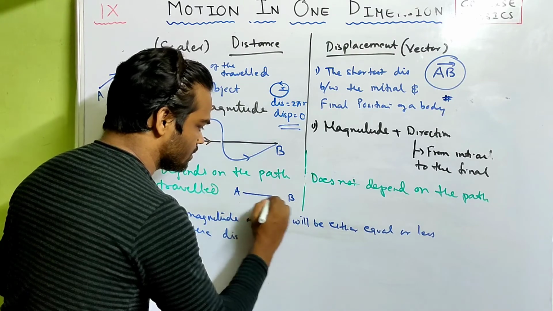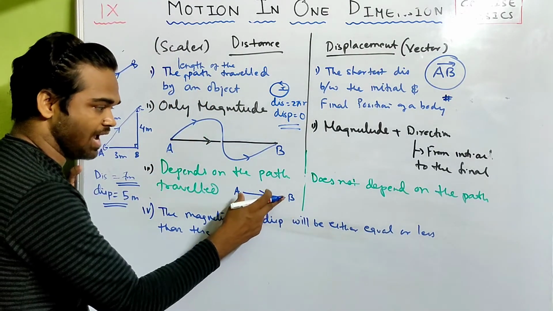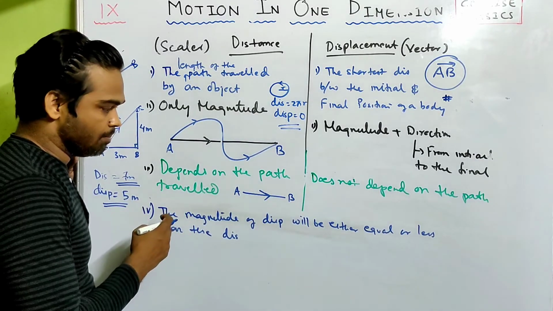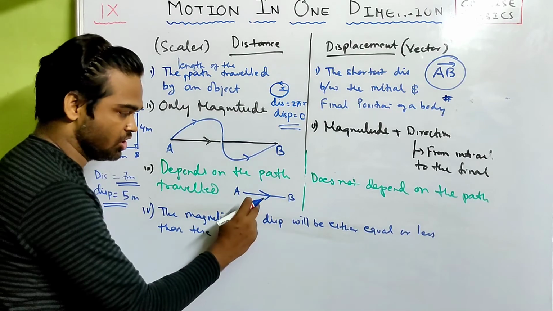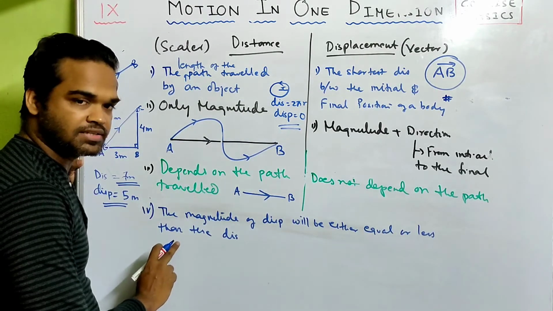Take another scenario. Suppose from A to B, you travel this path only, then the distance as well as the displacement is same. So the magnitude of the displacement will be either equal or less than the distance.